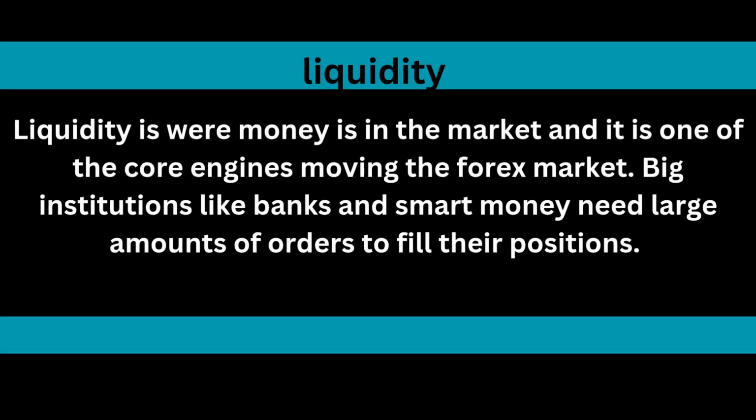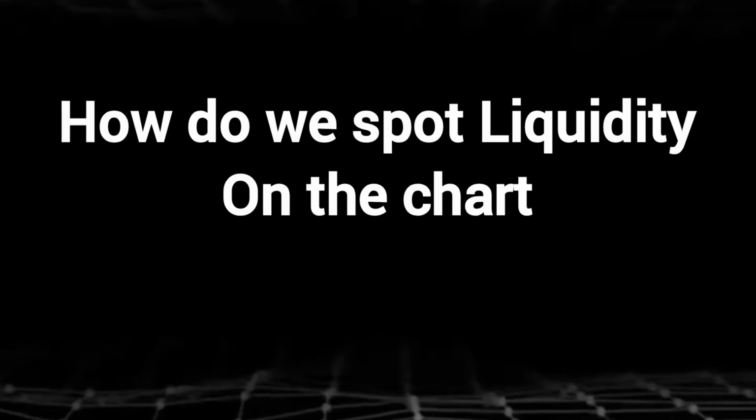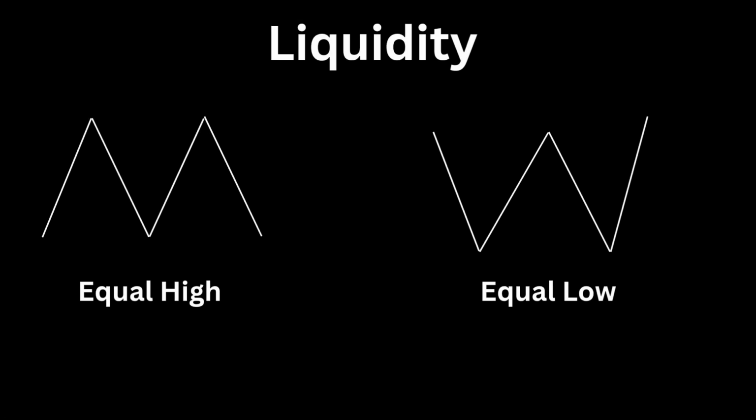The second factor. Liquidity. Liquidity is where money is in the market, and it is one of the core engines moving the forex market. Big institutions like banks and smart money need large amounts of orders to fill their positions. So how do we spot liquidity on the chart? Equal highs and equal lows are examples of liquidity. Now let's look at this in the chart.